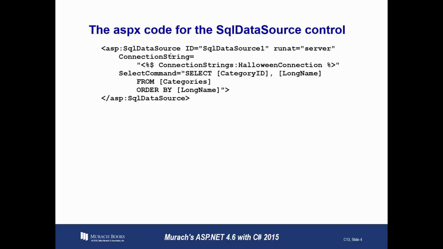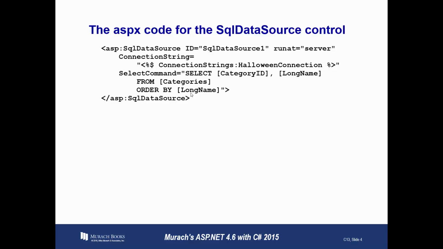Now, there are a couple other properties that can be put on there. All right. One is the provider name, which is the name of the .NET data provider that's used to access the database. The default is System.Data.SqlClient, so you normally don't put it in there. The last one is the select command, which is the select statement executed by the data source to retrieve data. So in this case, you can see that we're grabbing the category ID and the long name from categories, and we're ordering it in ascending order based on the long name.